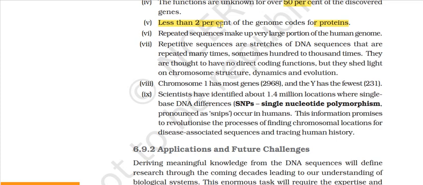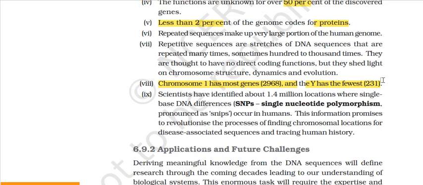They're thought to have no direct coding functions, but they shed light on chromosome structure, dynamics, and evolution. Chromosome 1 has the most genes, 2968, and Y has the fewest. Very important. First chromosome के सबसे ज़्यादा genes है 2968. Y chromosome के सबसे कम है 231.